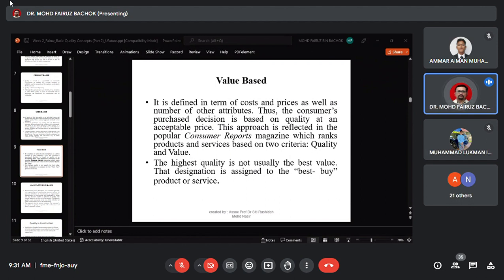Okay, the main attributes, if your approach is value-based, are price and also quality. This is actually the most popular approach, because the consumer report itself shows that it works, if your product works. You can say that if you use the value-based approach, the highest quality is not necessarily the best value, but instead the best value for the product or service.